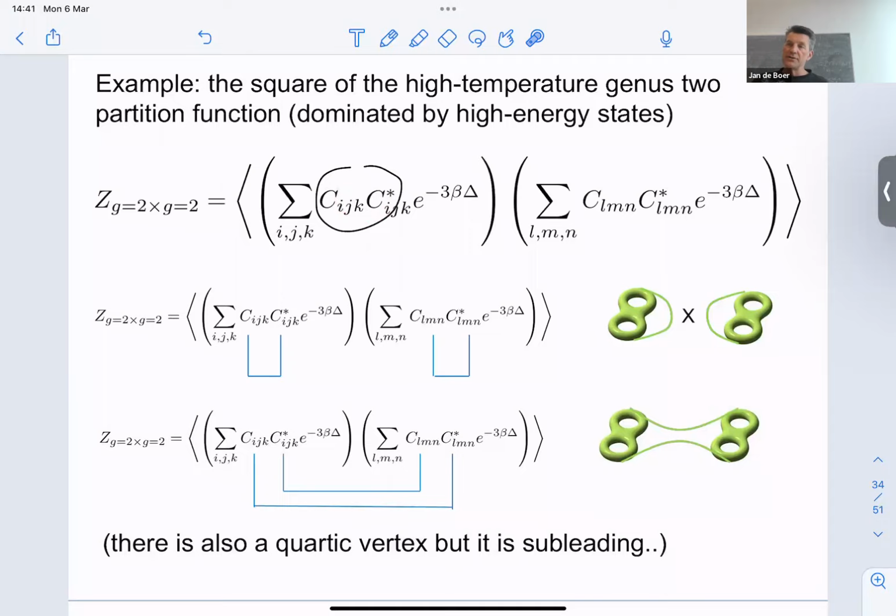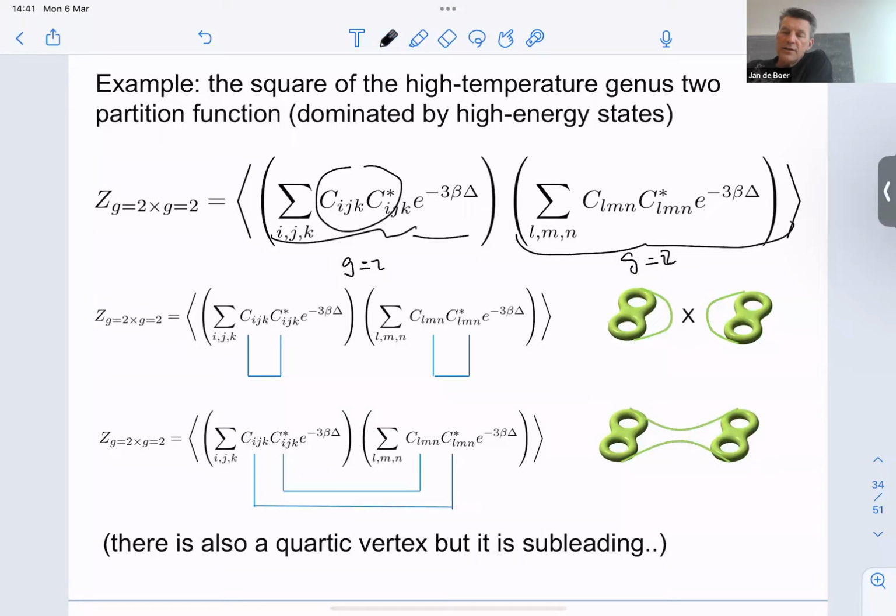Now you can ask the question, what about the product of two genus two partition functions? So in terms of heavy-heavy-heavy OPE coefficients, the product of two genus two partition functions looks like this. That's the product of two genus two partition functions. And now since you have a quadratic matrix model, we can just use a sort of free field Feynman diagram logic to compute this four-point correlator. And there are two possible Wick contractions between the C's.